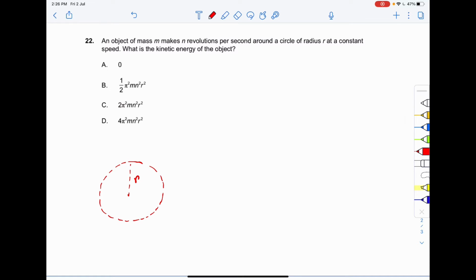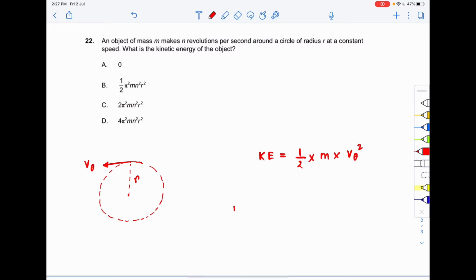And the object is moving around the circle, and suppose the velocity of the object at this point is v theta. So what will be the kinetic energy of the object? The kinetic energy of the object will be half into m into v theta square. So we need to find out v theta. To find out v theta, we'll be using this information that the object makes n revolutions per second.